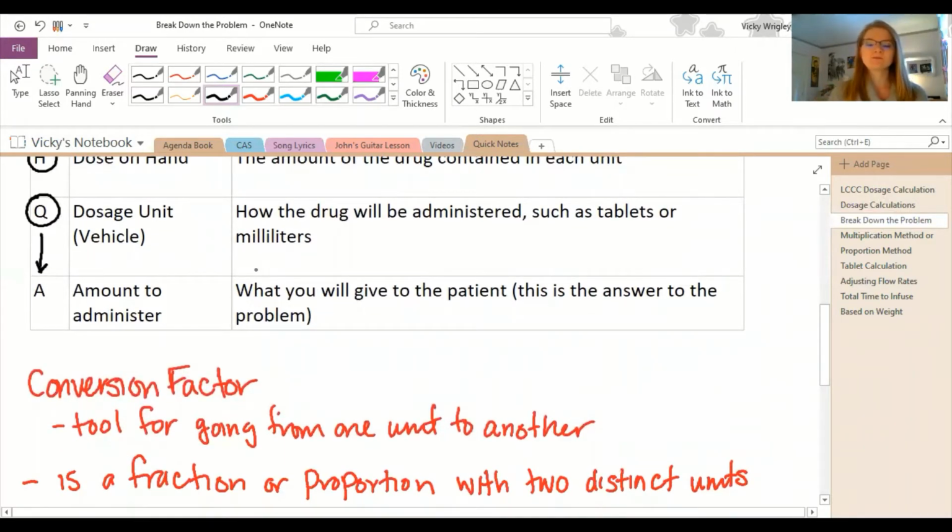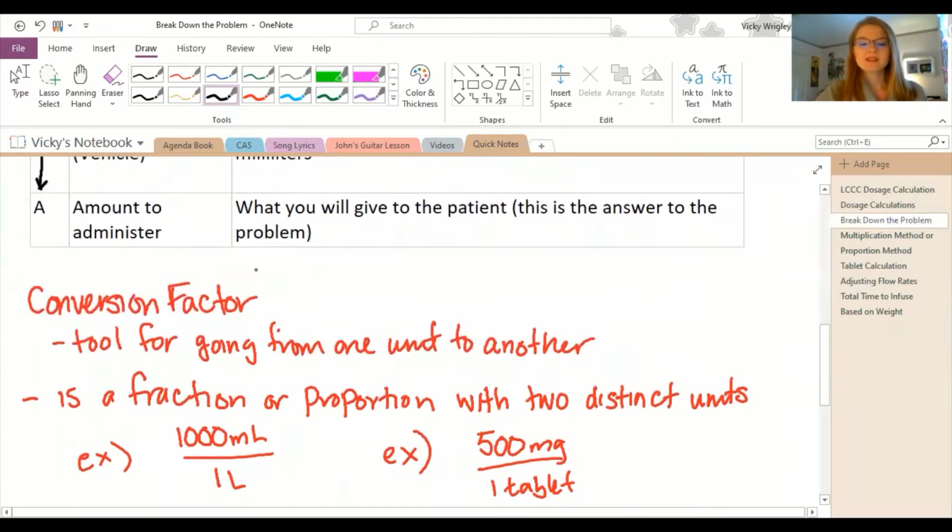A conversion factor is a fraction, or a proportion, with 2 distinct units. And the 2 distinct units is important. As an example, I have a couple examples here on the left. The first one, a fraction, 1,000 milliliters over 1 liter. This tells you that there are 1,000 milliliters per every 1 liter. For every 1 liter, there is 1,000 milliliters inside of that liter. It gives you the relationship, a roadmap, between 2 different kinds of units, milliliters and liters.